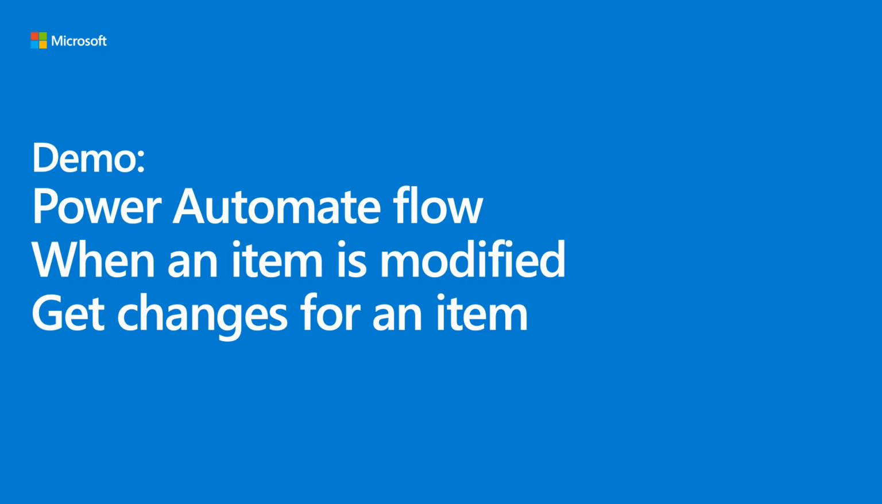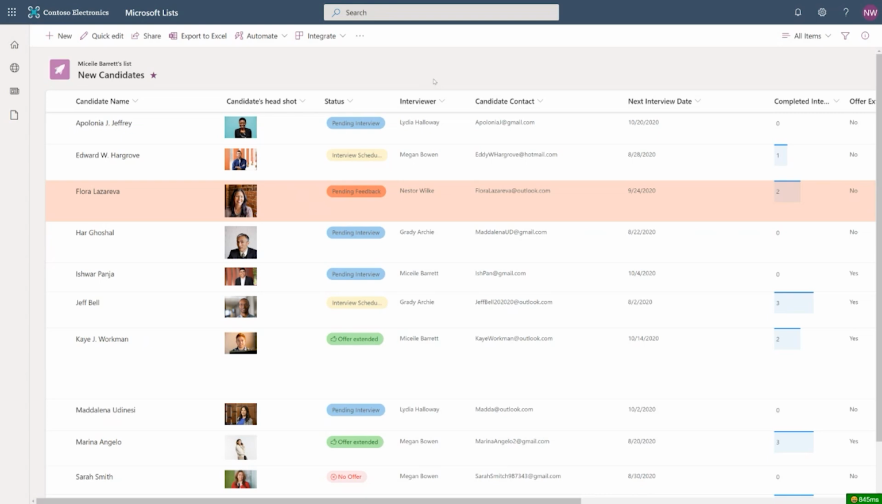So let's quickly look at the new trigger when an item or a file is modified and how you can get changes for an item or file in the same process, a demo around that. So here we are with the new candidates list.